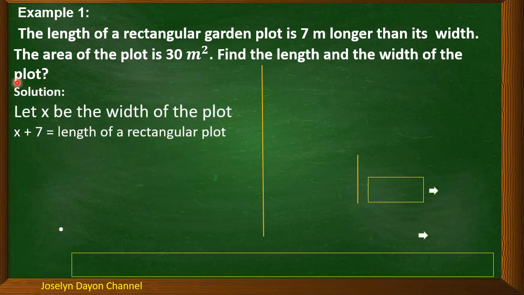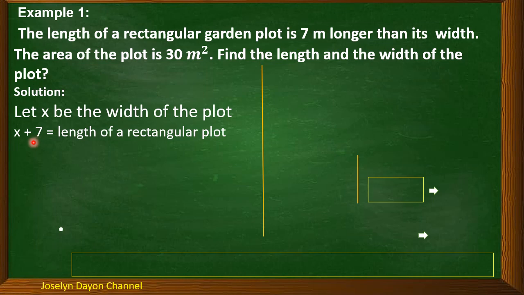So I assign x to be the width of the plot. We can use any other variable. Since x represents the width of the plot, we can represent the length of the plot as x plus 7. Why x plus 7? Because it is stated in the problem that the length of a rectangular garden plot is 7 meters longer than its width. So if x is the width, then it's longer by 7, so we have x plus 7 to represent the length of a rectangular plot.